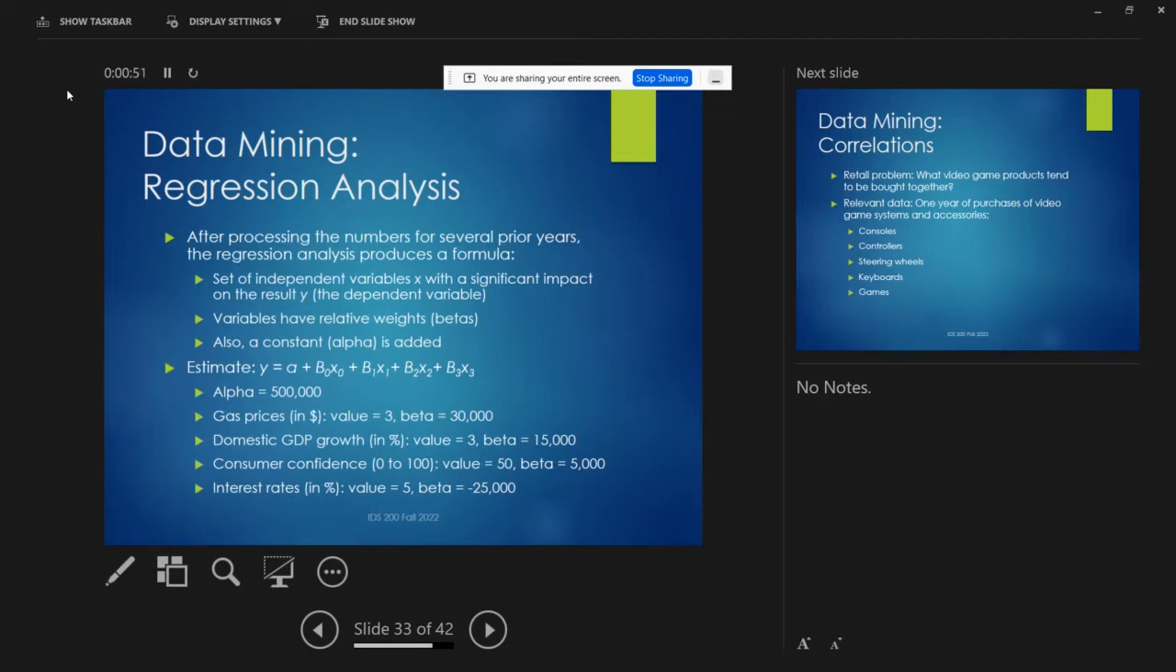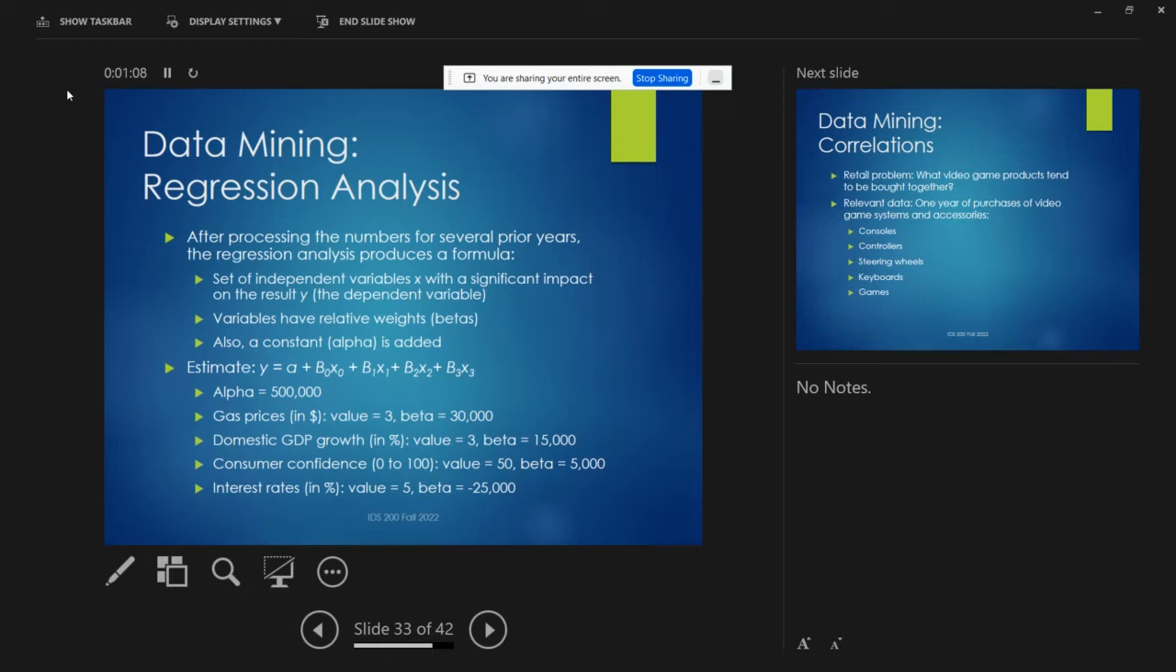Basically, if the beta is big for an x, then a small change in x is going to lead to a big change in y. If the beta is small, then a change in x is going to lead to a small change in y, right? The beta just shows how important the individual x variables are.